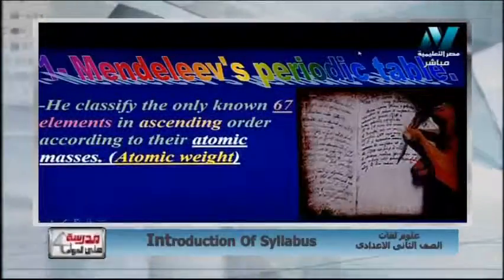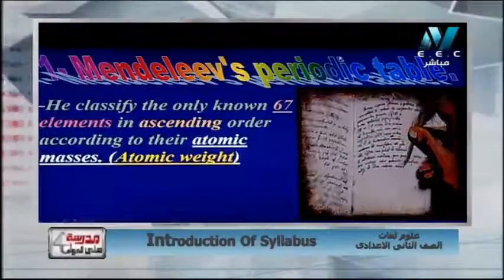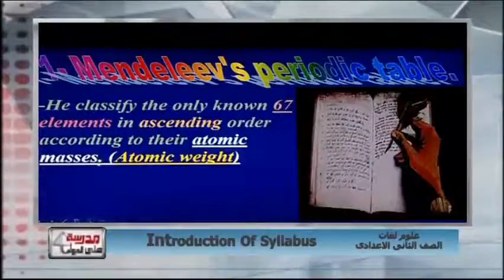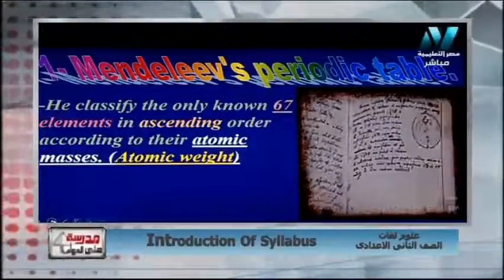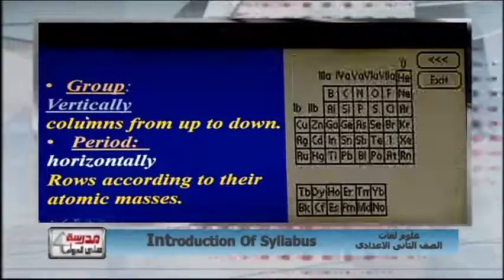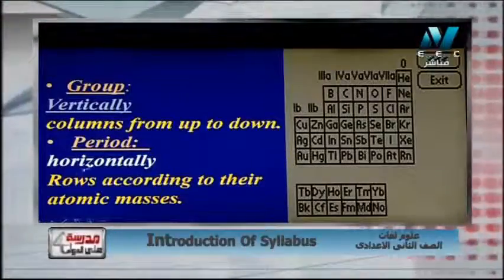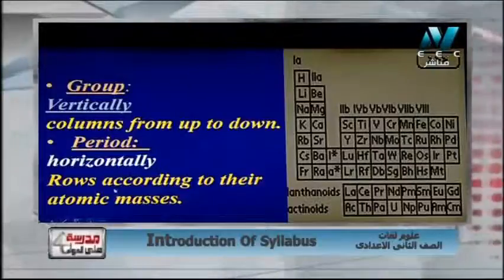The first scientist, Mendeleev's periodic table. The first scientist is called Dmitri Mendeleev. He classified 67 elements in ascending order, according to their atomic masses, the atomic weight, the mass number, from the lowest one to the greatest one. He made his own table. This table was classified into vertical groups or columns and periods, horizontal rows, according to their atomic masses.